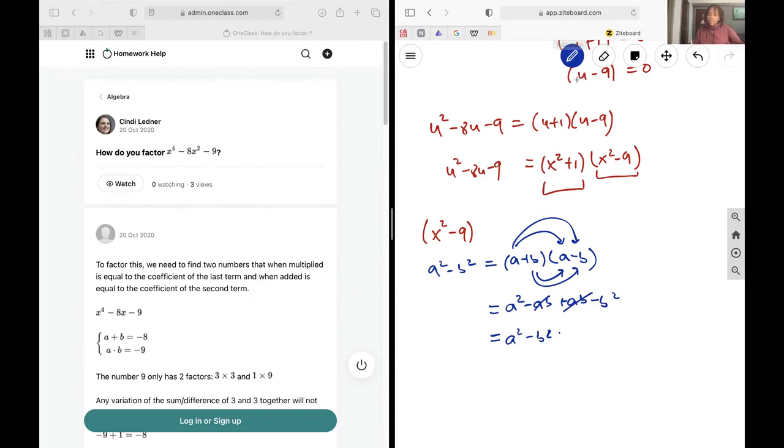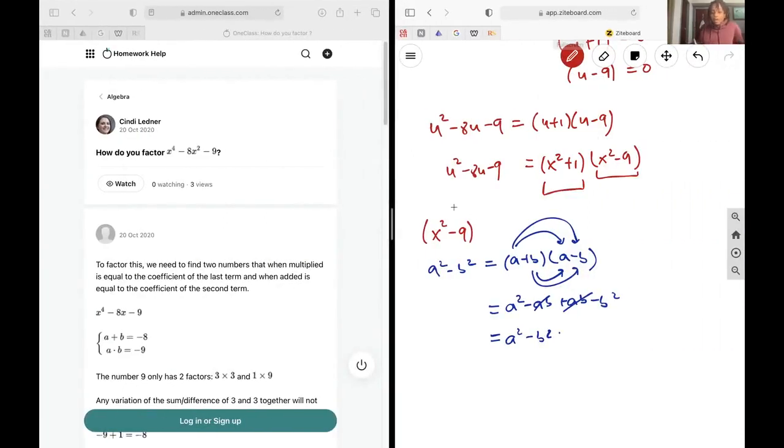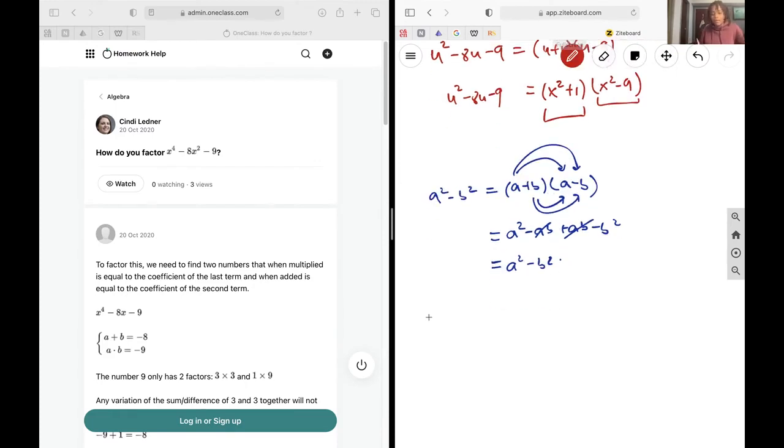And so now in our case, we have x squared minus 9, which is the same thing as x squared minus 3 squared. And so that means our a is x and our b is 3. So this will become x plus 3 multiplied by x minus 3.